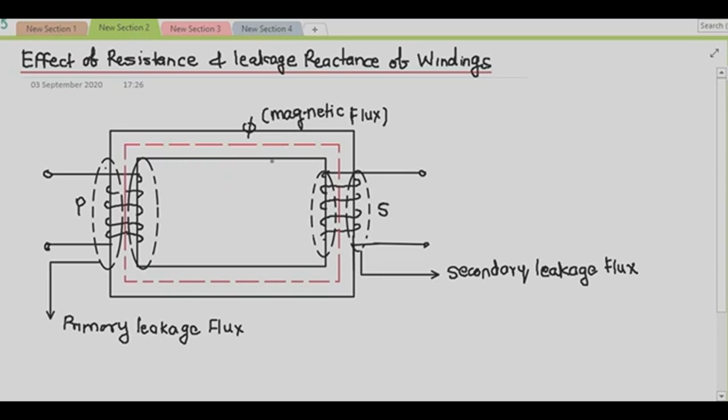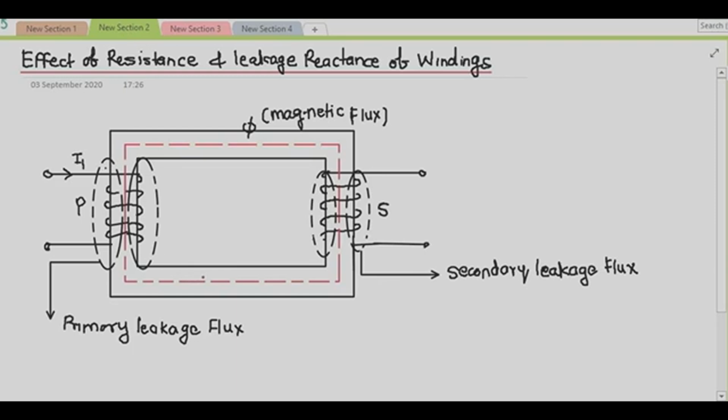In a practical transformer, there are two windings, P and S, that is primary and secondary, right? So each winding possesses a certain amount of finite resistance, which apart from causing a power loss also produces a voltage drop in it when current starts flowing. So if your primary is connected across the supply, current I1 starts flowing in the primary winding, right? So apart from causing the power loss in the primary winding, this current also produces a voltage drop in the winding.